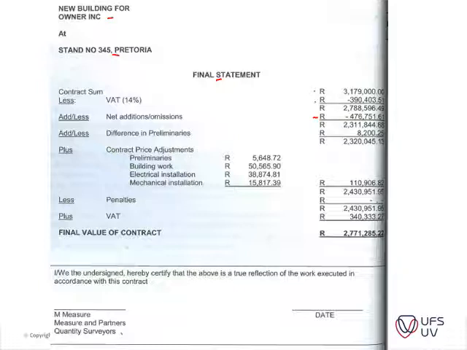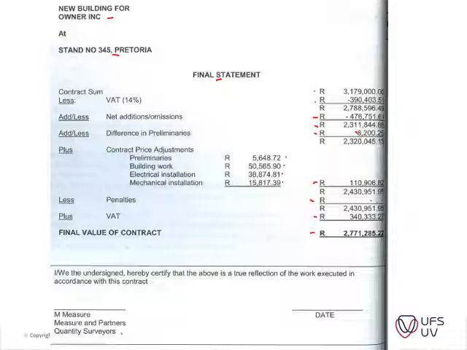So the final contract value was calculated at 2.3 million, and then add differences in the preliminaries. So there was some additional preliminaries that was added, and then you get to your contract price adjustments. Your contract price adjustments is that CPAP that we spoke about earlier on, that was issued, and then that is added as well on the project. And then you have maybe penalties. In this case there was no penalties, and then you add your VAT at the bottom and you get to your final amount that is due to the contractor.